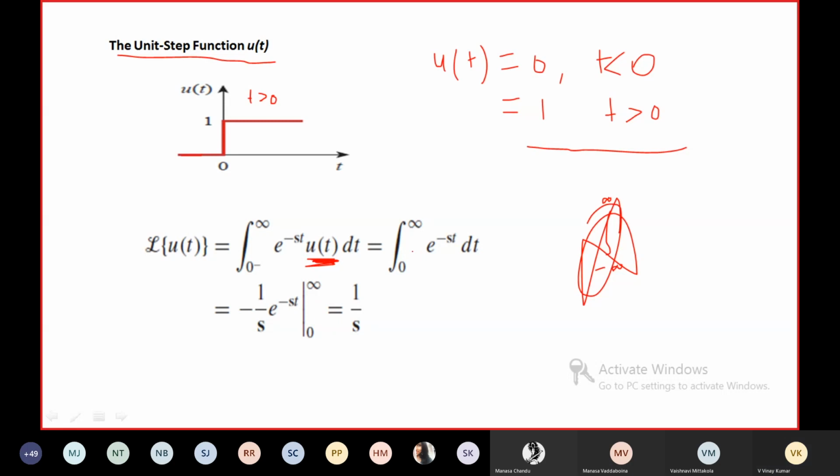Here, from 0 to infinity, the u of t value is equal to 1, right? So 1 into e power minus st dt. Then you integrate this and you are going to get 1 by s. So Laplace of u of t is equal to 1 by s.